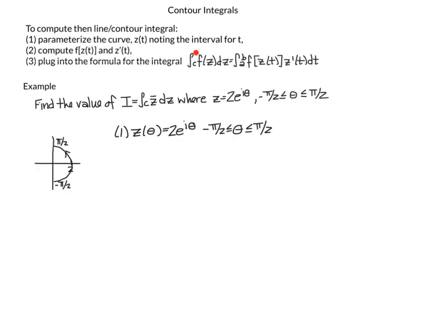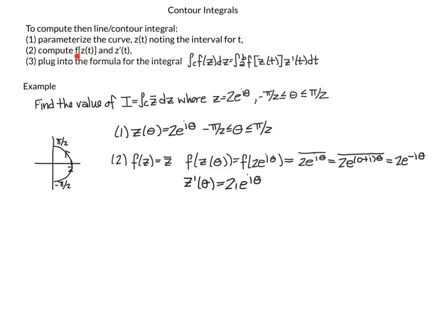Here I've written the steps and the formula. So the first problem is to find the value of the integral I along c of z bar, the complex conjugate of z, dz, where z is equal to 2 e to the i theta. Theta goes between negative pi over 2 and pi over 2. So the first step is to parameterize the curve, z of t, noting the interval for t. This is actually kind of easy because the curve has already been parameterized for you, and the variable is not t, but theta. Here I've just made note of my step 1. z of theta is equal to 2 e to the i theta, and theta goes between negative pi over 2 and pi over 2.